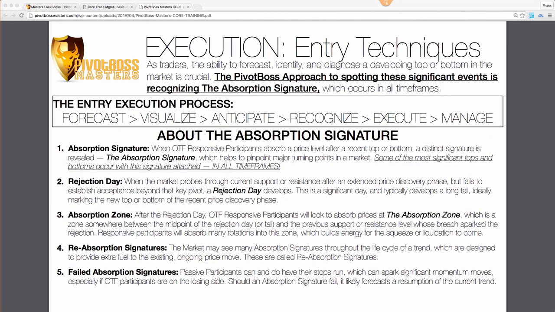And I wanted to talk about one of my favorite approaches to spotting significant tops and bottoms in the market, and it's the absorption signature.